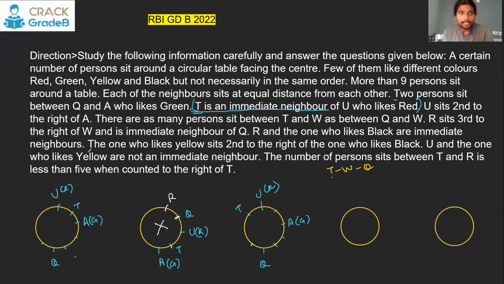R and the one who likes black are immediate neighbor. The one who likes yellow sits second to right of the one who likes black. U and the one who likes yellow are not immediate neighbor. The number of persons seated between T and R is less than 5 when counted to the right of T. So if T is here, R is here, we have to maintain that on the right side of T, there should not be more than 5 persons between T and R.